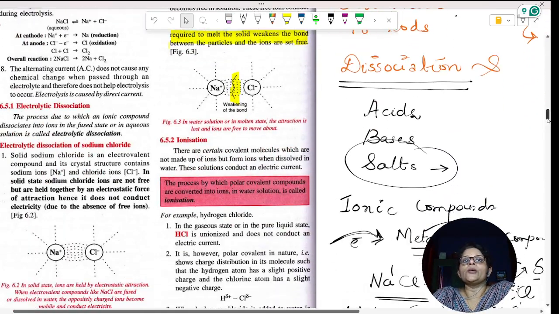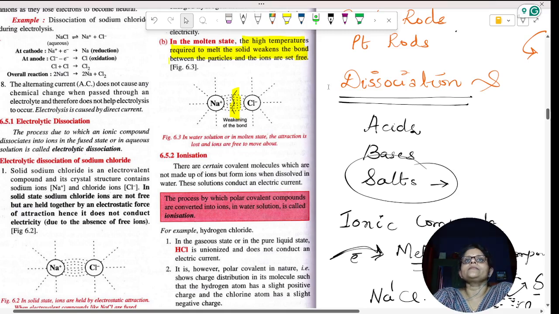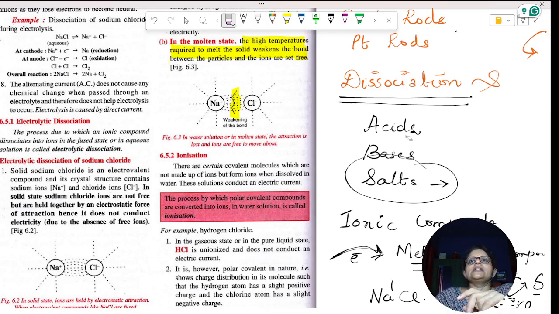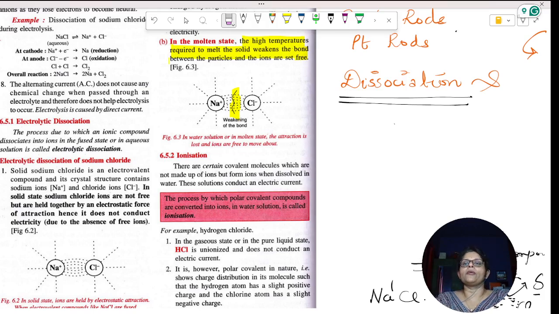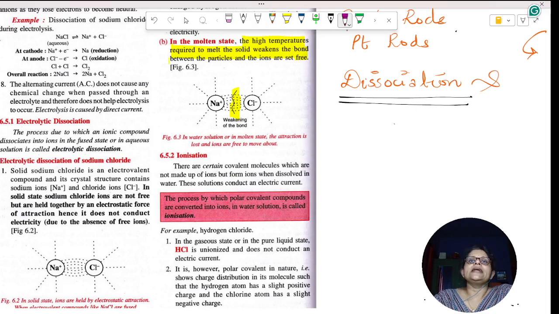And let's see what ionization is. So what is ionization? For ionization, we are speaking about covalent molecules or covalent compounds. Earlier we were talking about ionic compounds, but now we are talking about covalent compounds, where compounds are formed by sharing of electrons. You can see sharing of electrons in a covalent bond, right?